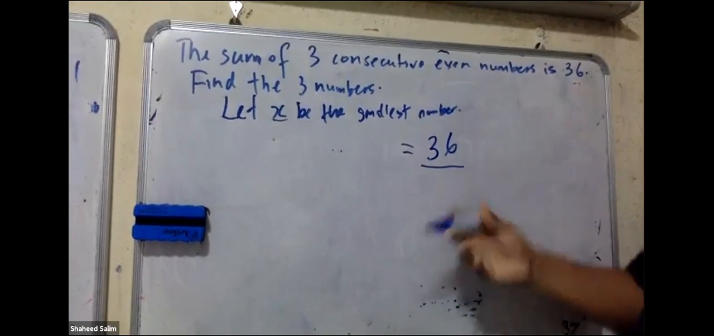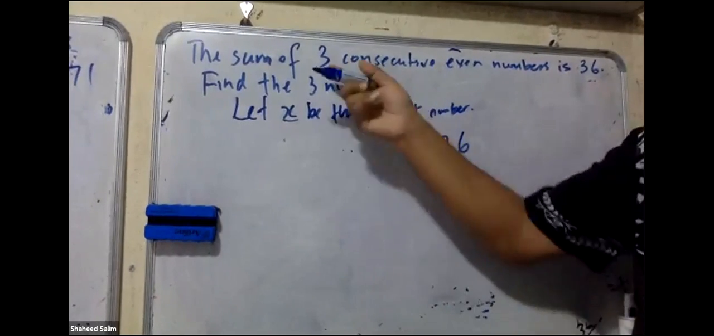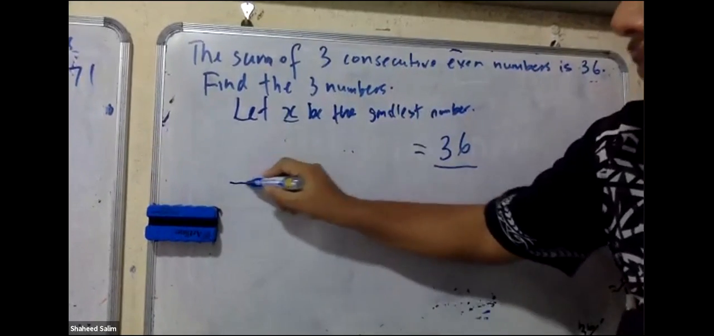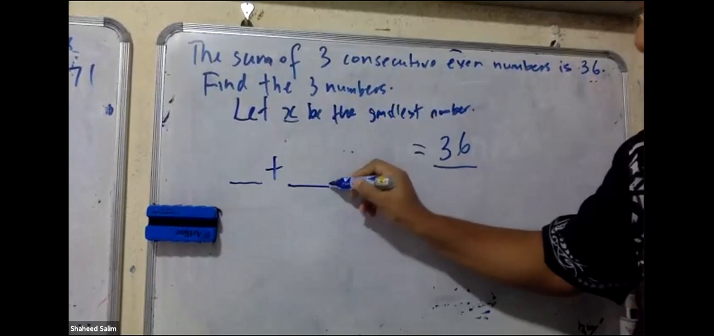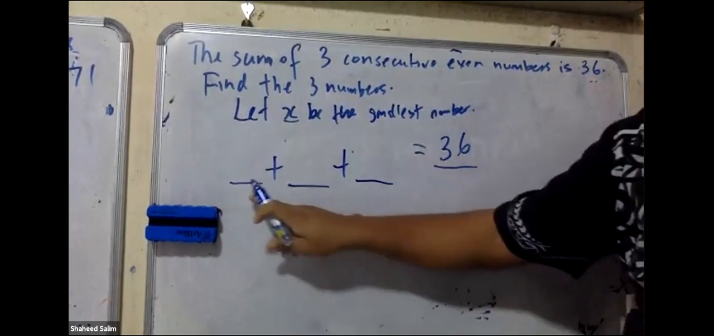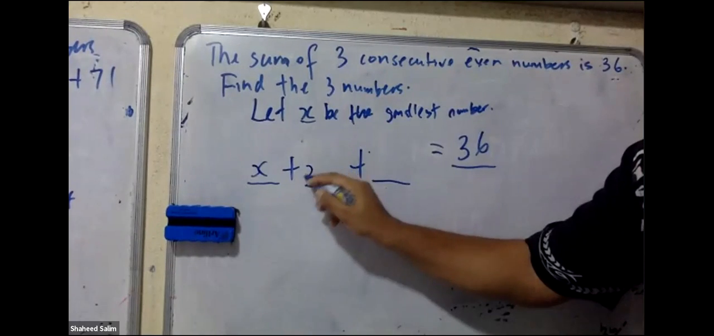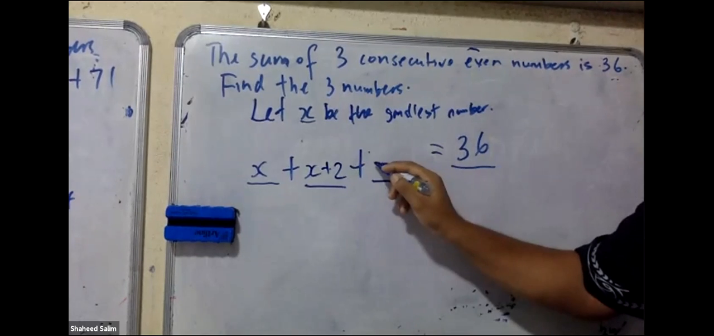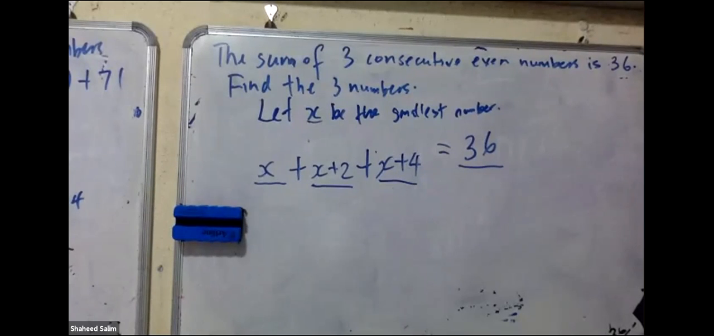But what is equal to 36? The sum of the three numbers. So there's one number plus another number plus another number. What do I write here? X. X, good. What do I write down here? X plus 2. Good. What do I write down here? Plus 4. Good. Okay, can you solve this then? You solve this.